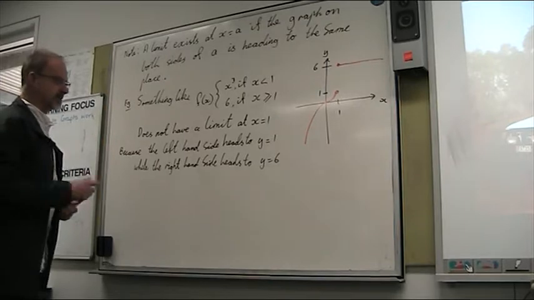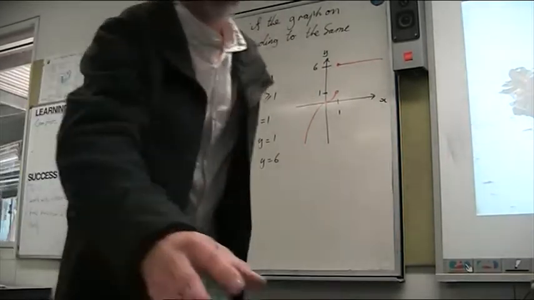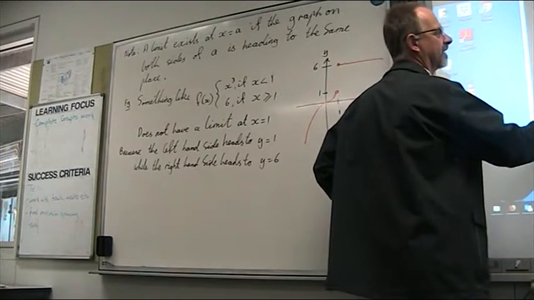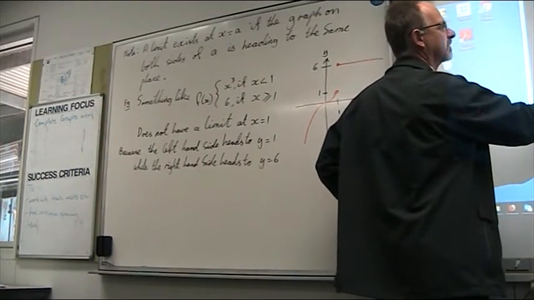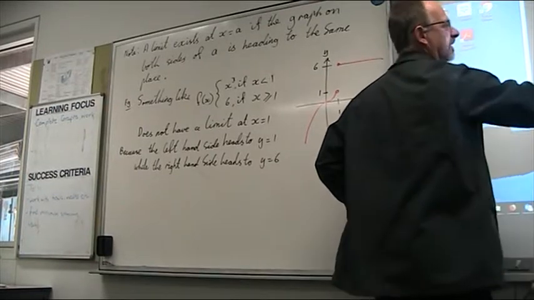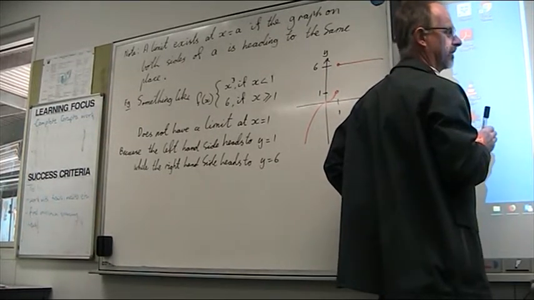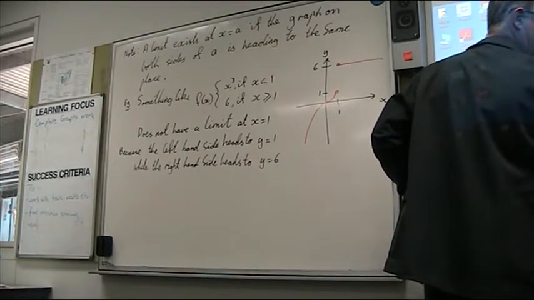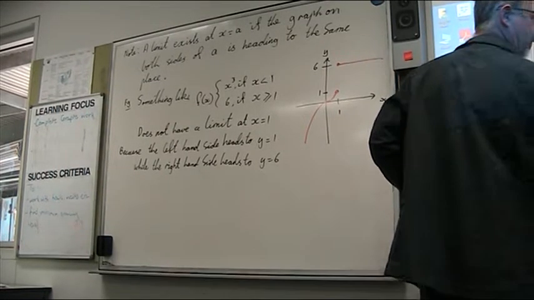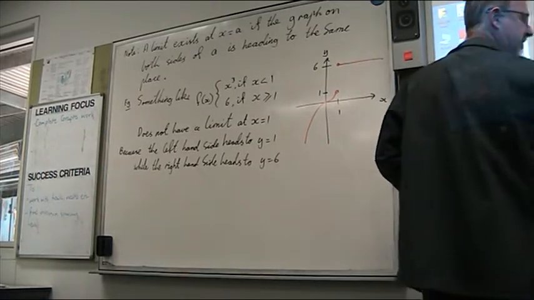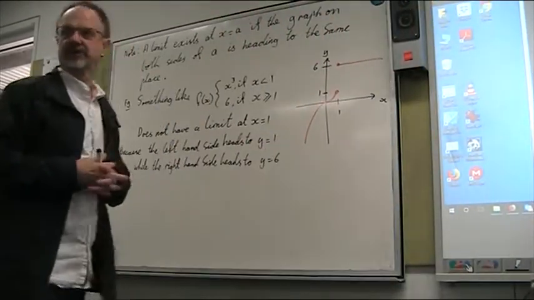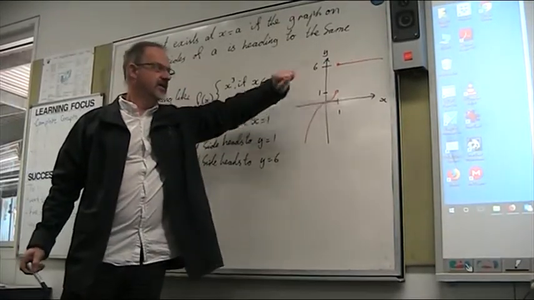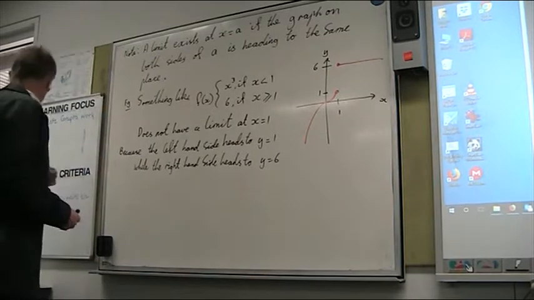Whereas the previous one, I think I've still got it up here. Yeah, there it is. Whereas this previous one from the left-hand side was heading towards 3, and the right-hand side was heading towards 3 as well. But it was undefined at that point there, so it was discontinuous at x equals 2, but there was a limit at x equals 2. This one here, it's discontinuous, but also no limit.